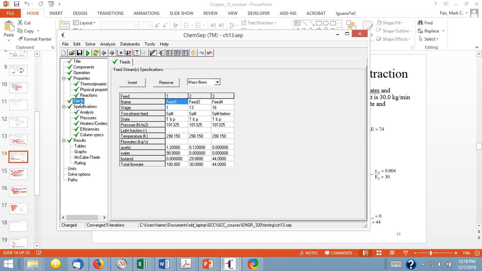We have 3 feeds. The feed at the top, right? We're numbering from the top down, essentially, in our extractor. Should be what feed? What do we have? We have water and we have 2 butanol streams. So which should the top one be?